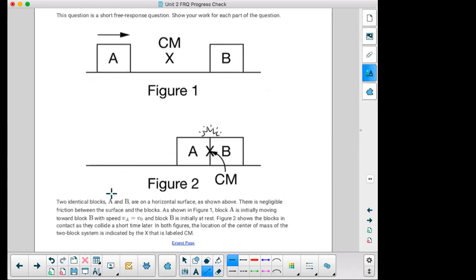Okay, we're getting there. Two identical blocks, one of them is sliding toward the other one. The center of mass of the system is right there. And as this one slides over here and slams into B, the center of mass moves to the spot between them. Two identical blocks are on a horizontal surface. There's negligible friction, so there's no external force, as shown in figure one. Block A is initially moving towards B with a speed of vA, and block B is initially at rest.